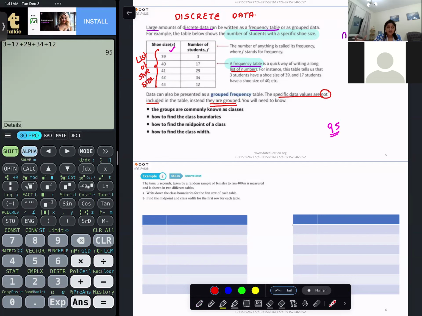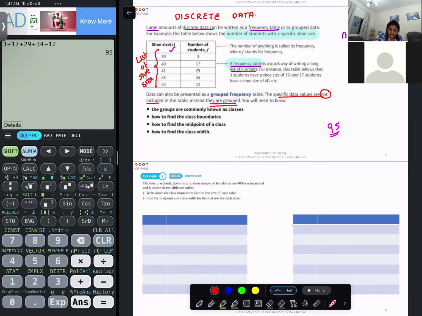So if you have a large data, a large amount of data, it can be written in the form of frequency table. So the frequency table, I will write the value which my data can take, the specific value which the data can take.